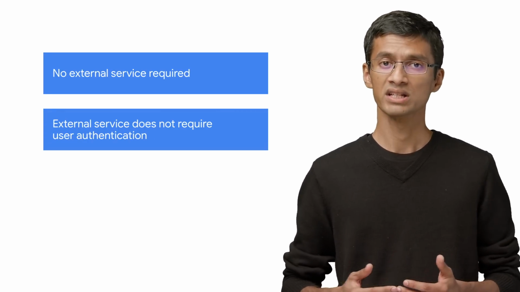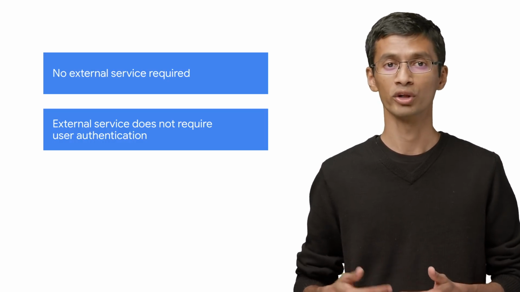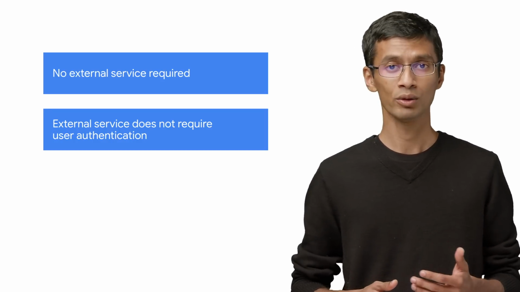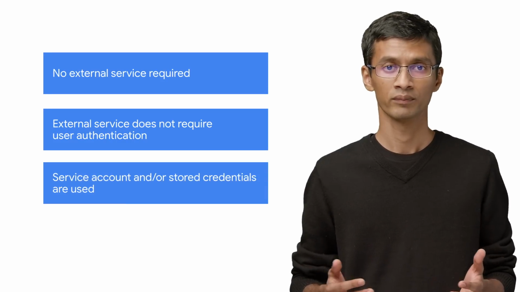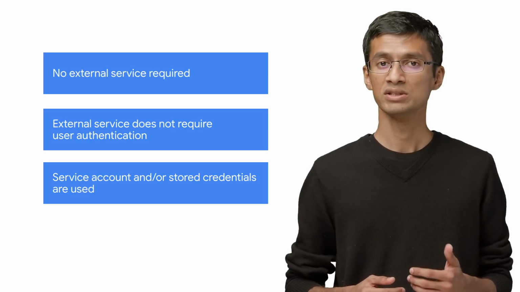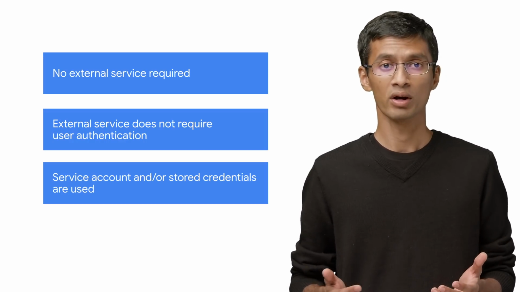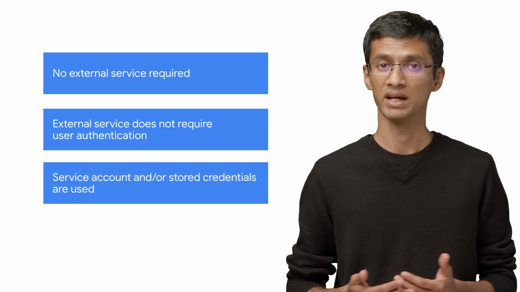The second use case is if you're connecting to an external service that does not require the user to authenticate. For example, if you're fetching data from the npm download count public API, it does not require any kind of authentication. And the last use case is if you're accessing external services using a private secret like a service account credential or a token. For example, the Stack Overflow API requires an API key.